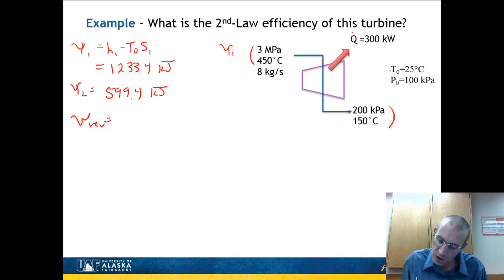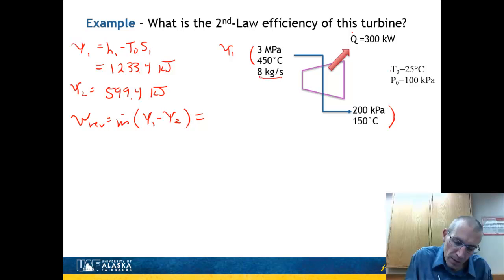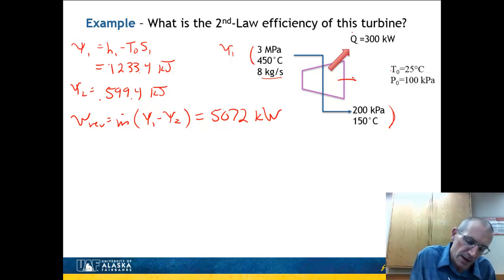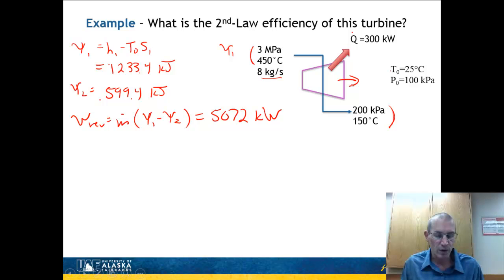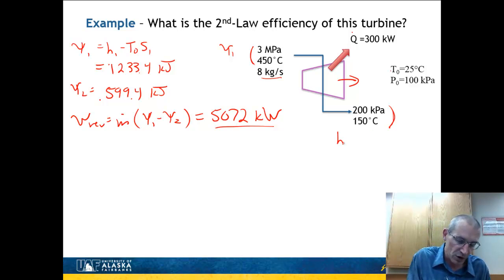And so the total amount of work that this turbine could generate, I can calculate. That would be the reversible work, and it's simply equal to the mass flow rate times the change in exergy, psi 1 going in, psi 2 going out. If I put in my 8 kilograms per second and these two values, I find that it's 5072 kilowatts. So that tells me the maximum amount of work this turbine could generate would be 5072 kilowatts. But that doesn't mean that's the actual amount it's generating, because I haven't even used this value.